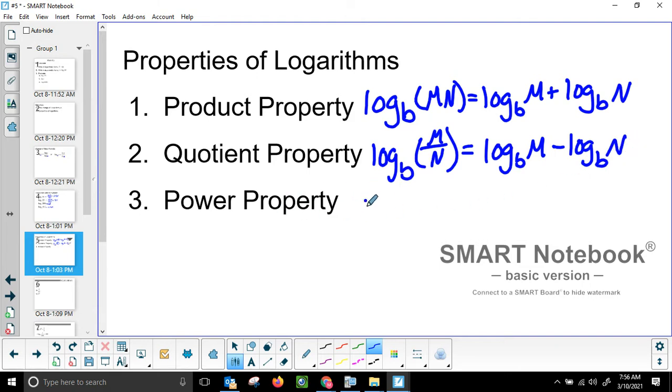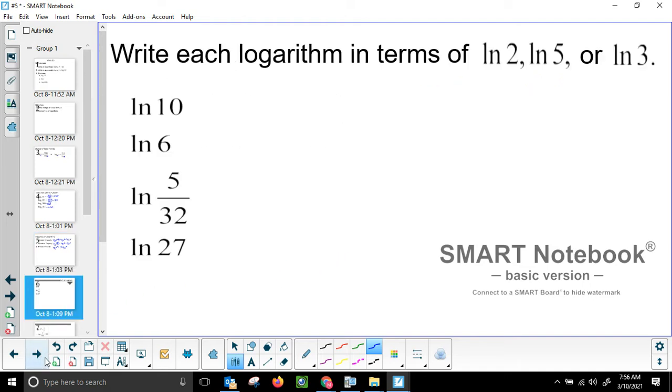And the power property says if you have some log of base b with some m raised to the nth power, you can actually bring this exponent out in front as a multiplier, and that's the same thing as n times log base b of m. We'll be going back and forth both ways with these. If we're trying to expand, we go from the left side to the right side. If we're trying to condense, we go from the right side to the left side. So you'll want to have these written down somewhere handy.